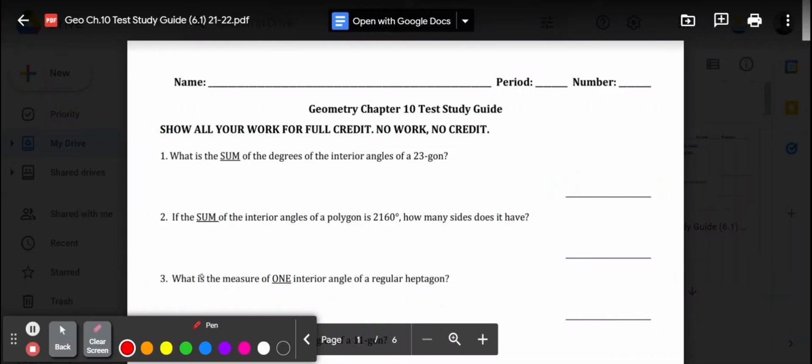Okay, welcome. All right, so sum of the interior. This is n minus 2 times 180. So we're going to get 23 minus 2 times 180. That's 21 times 180, so you just take your calculator and do 21 times 180. So 3,780 degrees. The sum of the interior of a polygon that already has that.